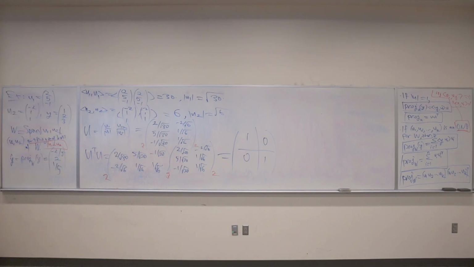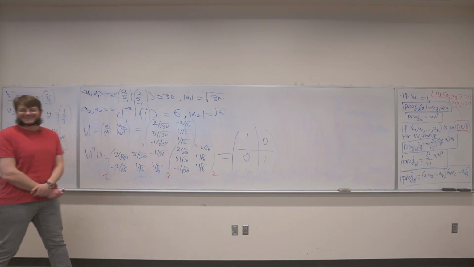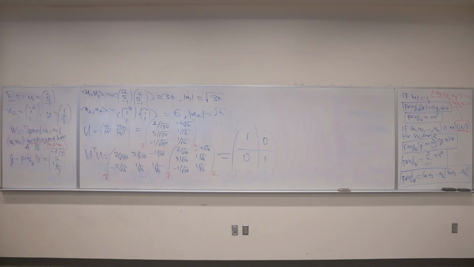If you did it the other way, like U times U transpose, and you do the 3 by 3, would it still be identity? No. There's an issue here.